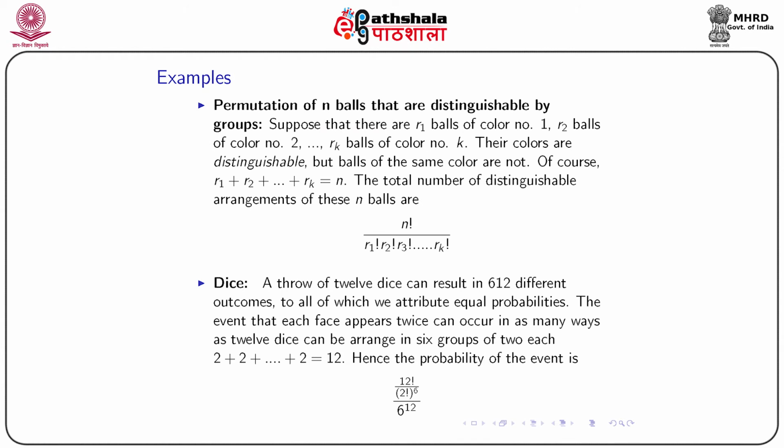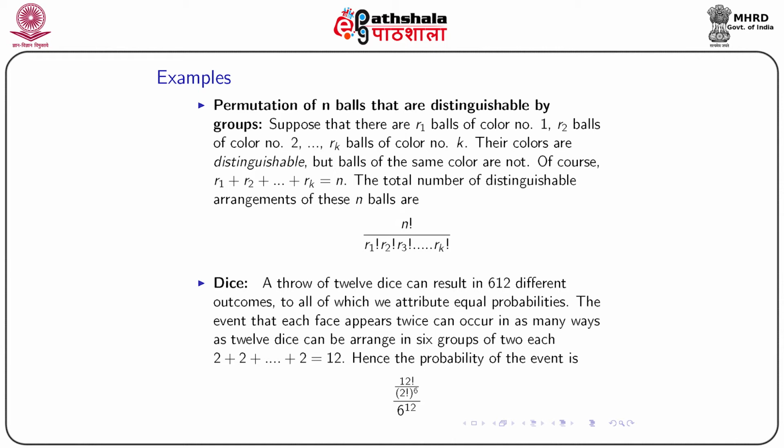Consider another example. We want to permute n balls, and the balls are distinguishable by groups. Suppose there are R1 balls of color number 1, R2 balls of color number 2, RK balls of color number K. Their colors are distinguishable, but balls of the same color are not. So the R1 balls of color number 1 are indistinguishable among themselves, but they can be distinguished from the R2 balls which are of color number 2.